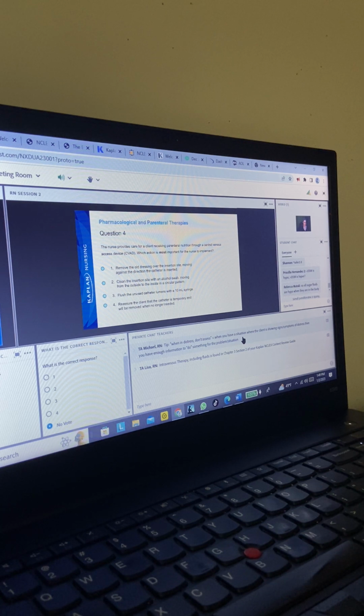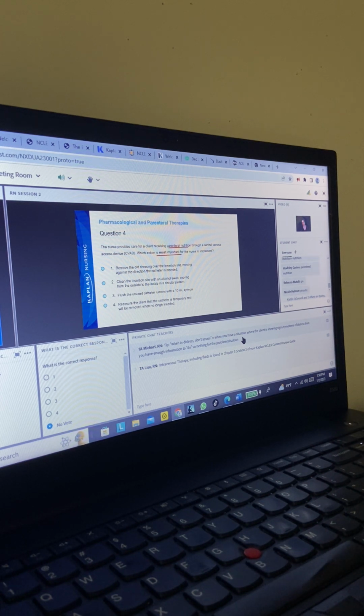Let's try this one. The nurse provides care for a client receiving parenteral nutrition through a central venous access device. Which action is most important for the nurse to implement? Most important, that means priority. Priority with what? It looks to me like the topic is parenteral nutrition and a central line. Central venous access device just means central line.